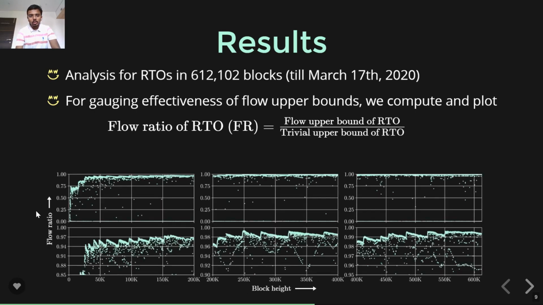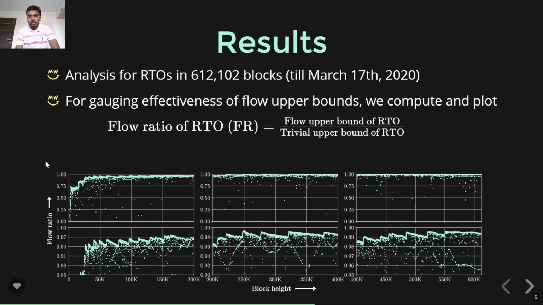we get a plot something like this. So if this ratio is close to 1, it essentially tells us that the computed flow upper bound is very close to the trivial upper bound, and it does not give us any non-trivial information about the amounts in these RTOs. And similarly, if it's close to 0, it says that the upper bound we have established on the amounts is quite small.